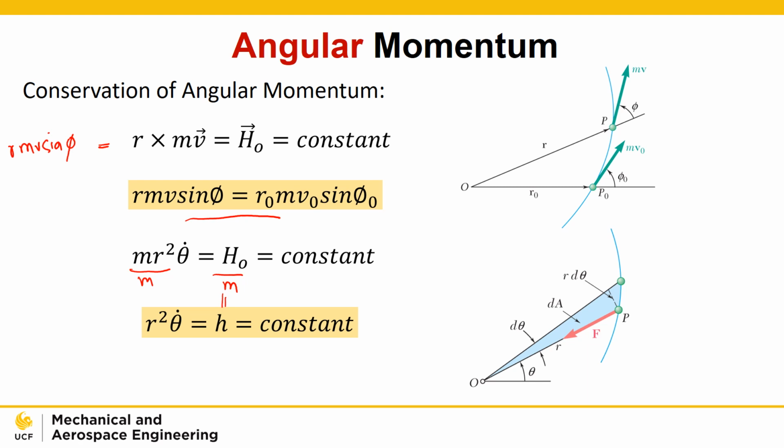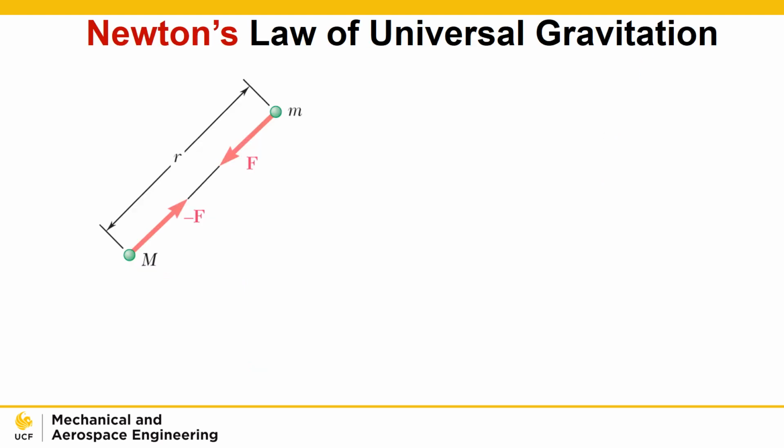The term r square theta dot is twice the areal velocity, where the areal velocity of the particle is given by half r square theta dot. Therefore, for a particle moving under a central force, its areal velocity is also constant.